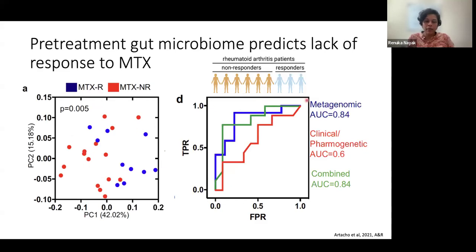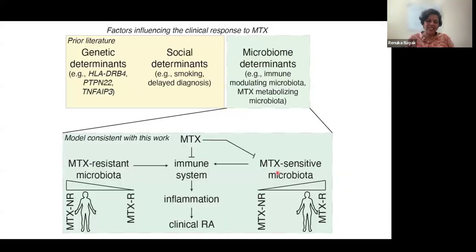And when we use the microbiome to predict future response, the microbiome model performs well with an AUC of 0.84. It performs better than just using clinical or current pharmacogenetic models. And when you combine them, it performs about the same as just using the microbiome as a biomarker. And so we are actually now repeating this study to see if it replicates. And I think I should have that story for you in the future.